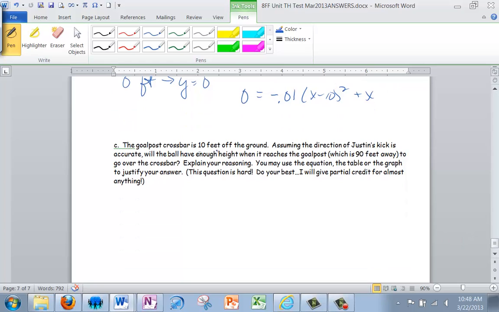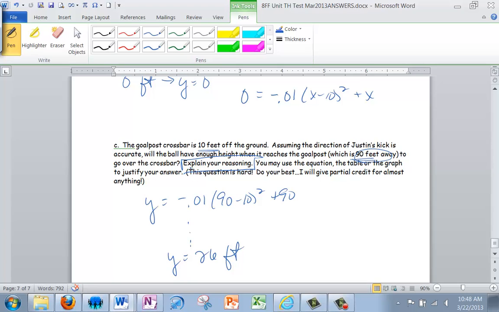Okay, now this was the fun question. If the goalpost is 10 feet off the ground and he is 90 feet away, will he make it? So the key is, and a lot of you figured this out, that you put the 90 in for the x. So you would say y equals negative 0.01 times (90 minus 10) squared plus 90. Show your work for that on your corrections. Y should get you to 26. So that's 26 feet. And now you need to explain how you know whether or not he would make it.